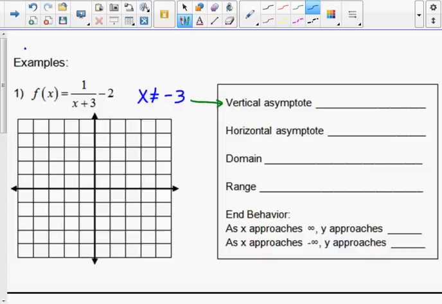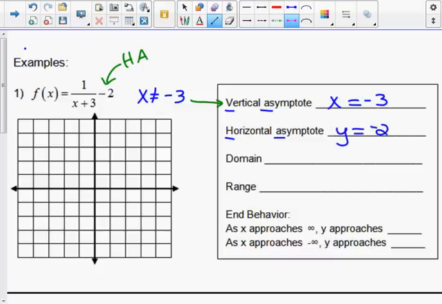So hopefully you remember from page 1, VA: x equals -3 gives us the vertical asymptote. To find the horizontal asymptote, I'm going to look at this number that follows the fraction. This is what gives us the horizontal asymptote. So this will be HA: y equals -2.